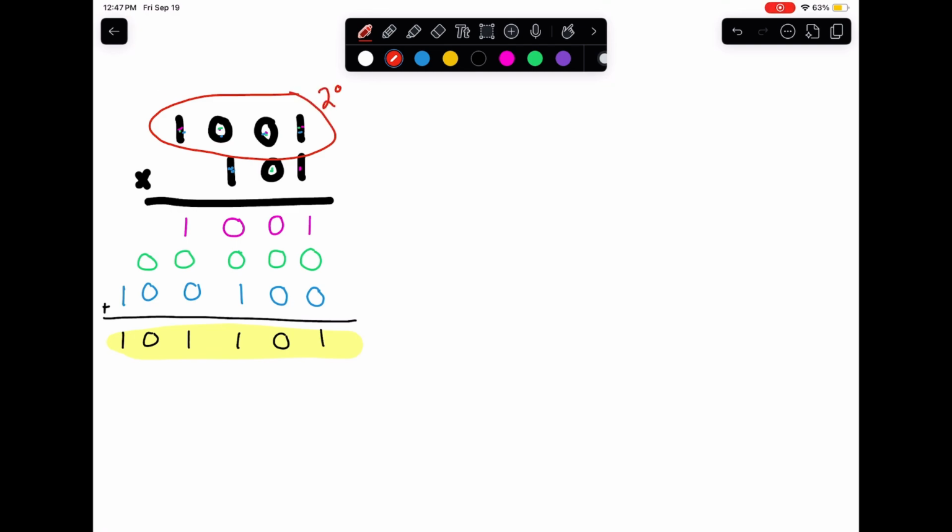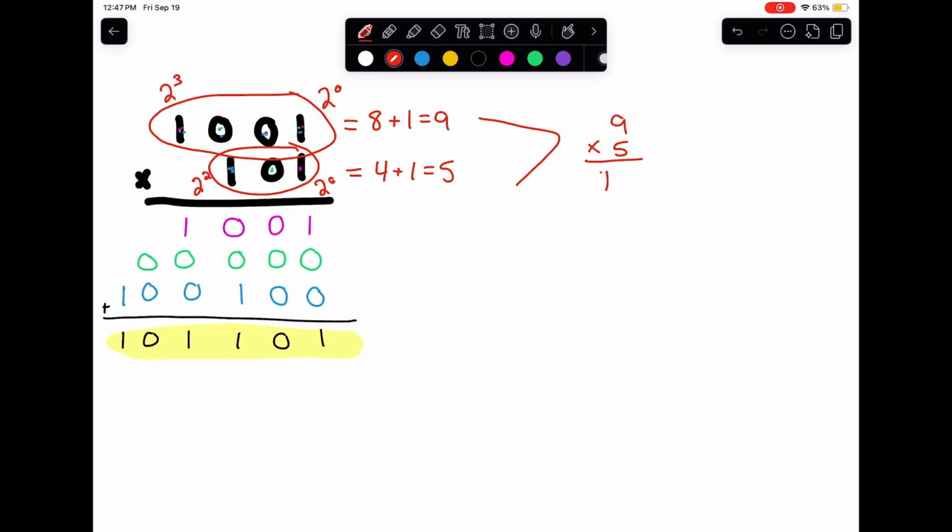So here we're going to have 2 to the 0 plus 2 cubed, which is going to be 8 plus 1, which is 9. And for our second number, we're going to have 2 to the 0 power plus 2 squared, which is 4 plus 1, which is 5. So our question in the base 10 system is essentially just 9 times 5, which we should all know is 45. So then theoretically 101101 should equal 45, and that's what we're just going to check super fast.